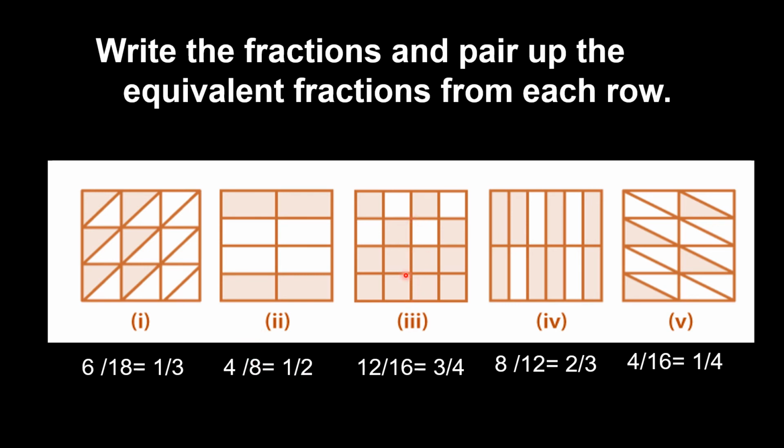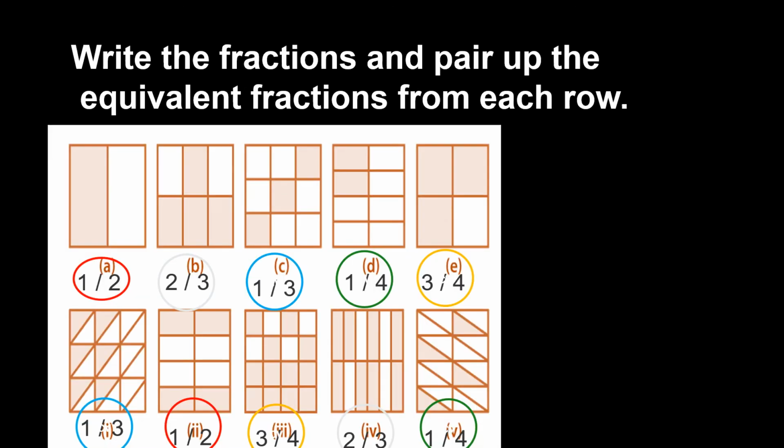Here out of 16, 12 has been shaded. So 12 by 16, that is 3 by 4. Here 8 by 12, that is 2 by 3. Here out of 16, 4 has been shaded. So that is 1 by 4. Now from these two, we should pick out the equivalent fractions.